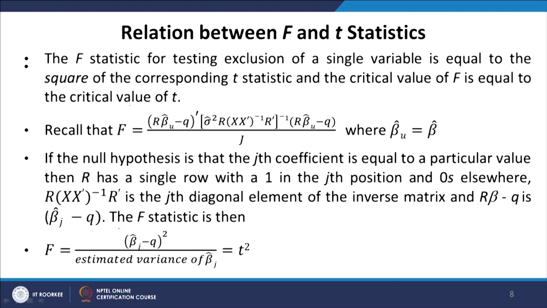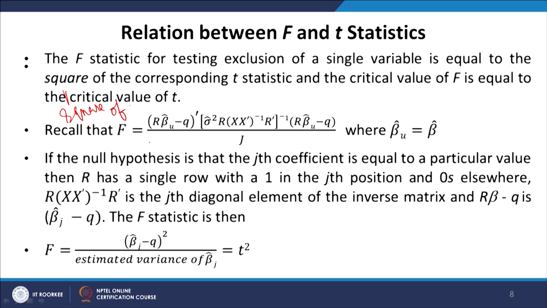So, now we discuss the relationship between F and t statistics. The F statistic for testing exclusion of a single variable is equal to the square of the corresponding t statistic, and the critical value of F is equal to the square of the critical value of t. Now, why is it so?